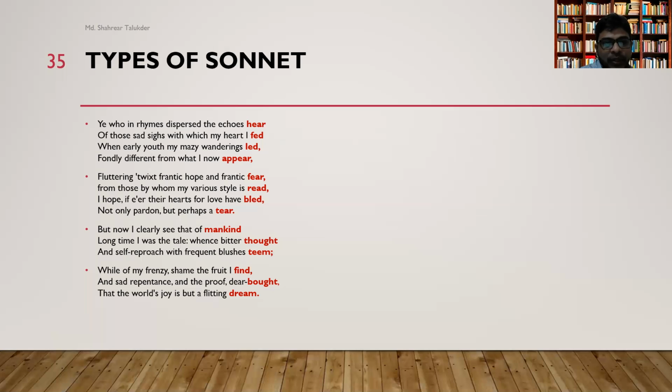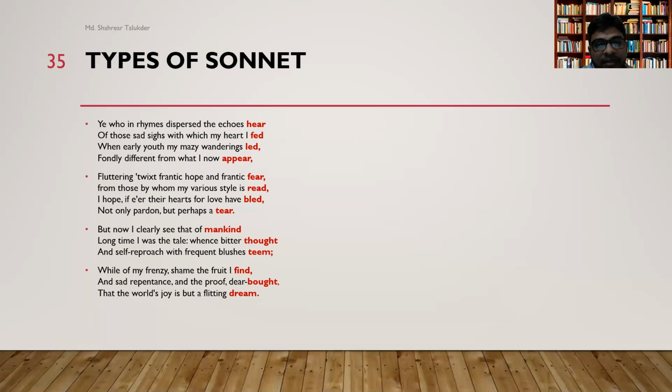So you see 3 lines together. So here you see, "But now I clearly see that of mankind long time I was the tale, whence bitter thought and self-reproach with frequent blushes sting. While of my frenzy, shame the fruit I find, and sad repentance and the proof dear bought, that the world's joy is but a fleeting dream." So "mankind" doesn't rhyme with "dream"; it rhymes with "find."